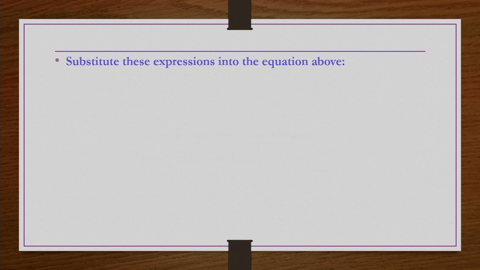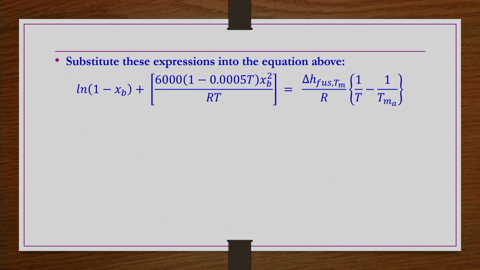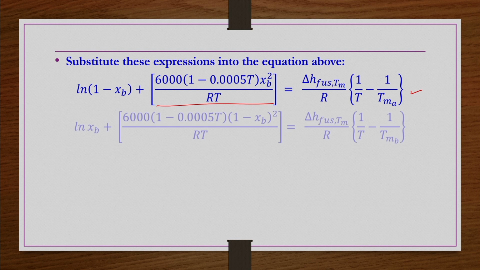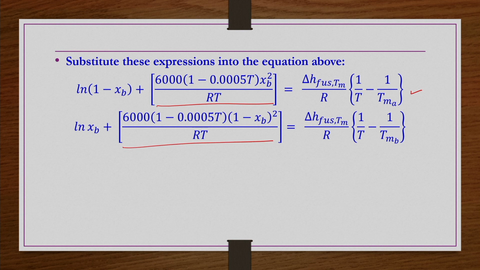Then what you have? For component A, ln (1 minus x_B) plus ln gamma A is nothing but 6000 multiplied by (1 minus 0.0005 T) x_B square by RT, and the right hand side is as it is. Similarly, for component B, ln x_B plus ln gamma B is nothing but 6000 multiplied by (1 minus 0.0005 T) x_A square, that is (1 minus x_B) whole square, divided by RT, and the right hand side is the same as it is for component B. Now the only unknowns in these two equations are the temperature and x_B.